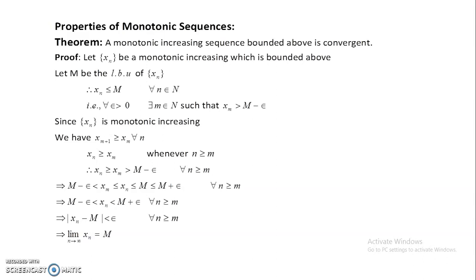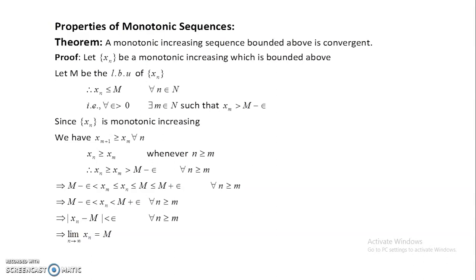Now you can see xn, as well as xm and xn also. So remember here that xm is greater than M minus epsilon, and xn is also greater than M minus epsilon, and that should be less than or equal to M and less than or equal to M plus epsilon, for every n greater than or equal to m.